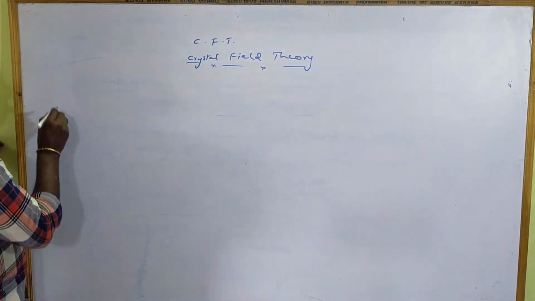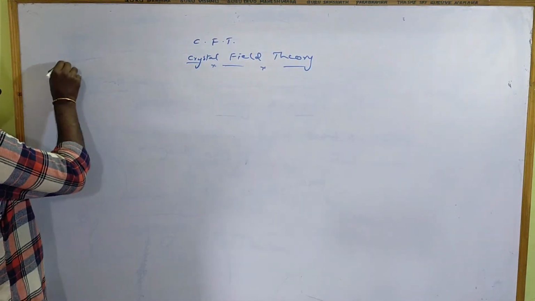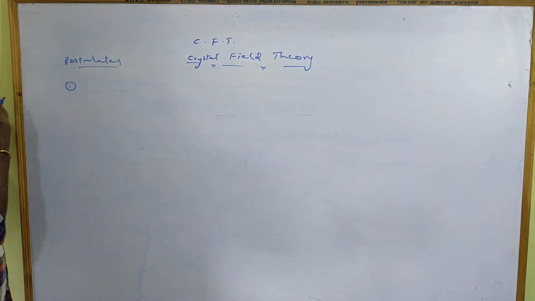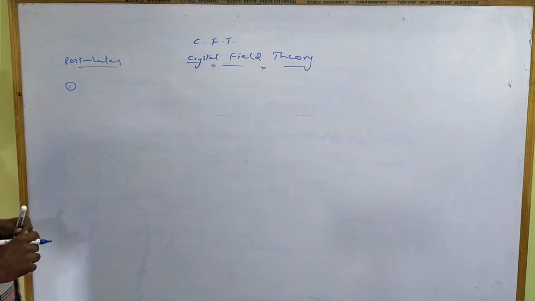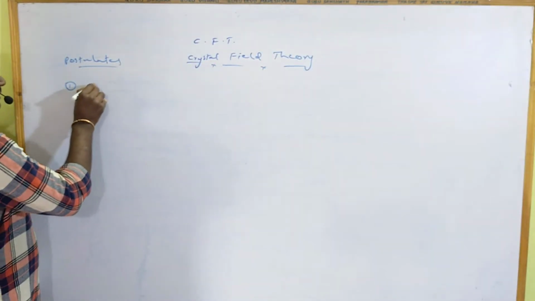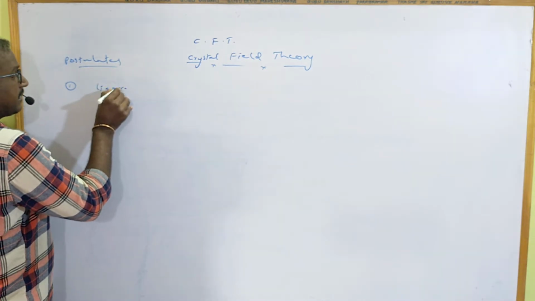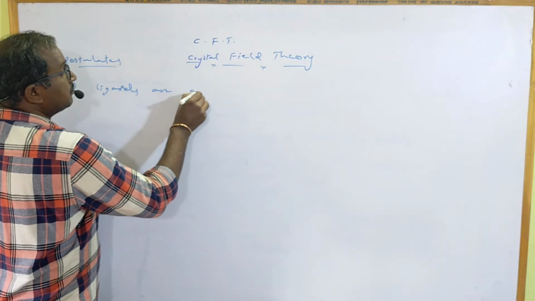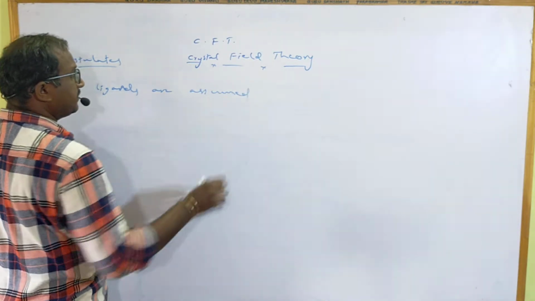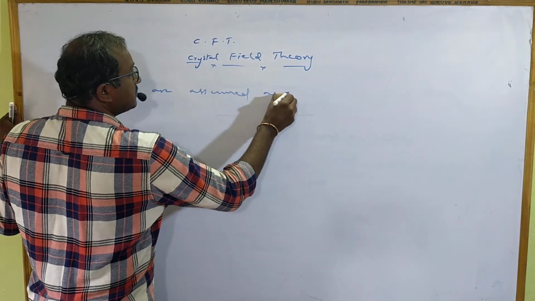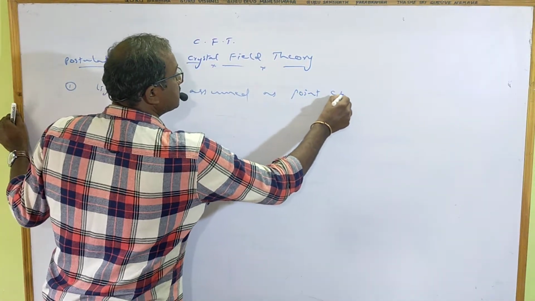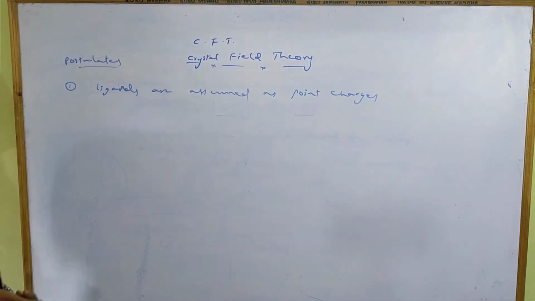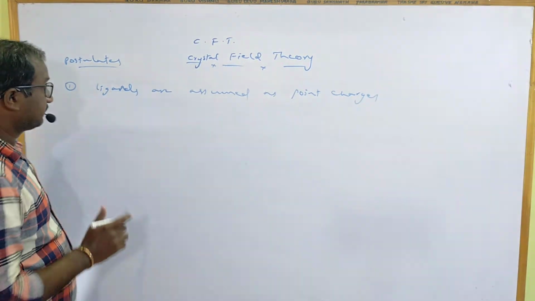Let me discuss the postulates of this theory. The first postulate is that the ligands are assumed as point charges, usually negative point charges. The reason is that the central metal ion contains a positive charge.